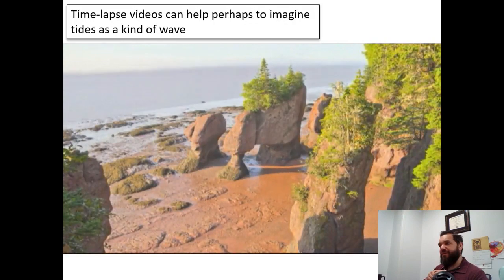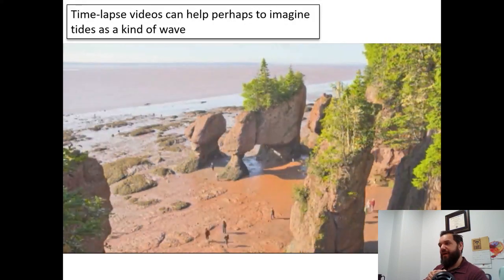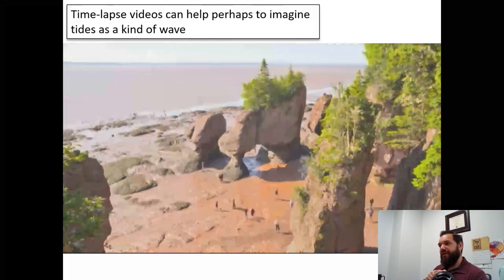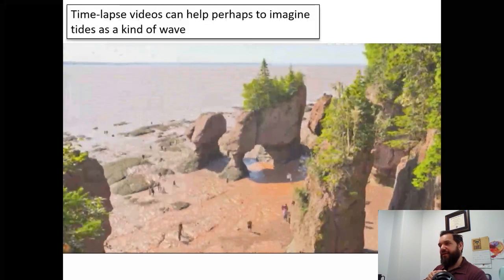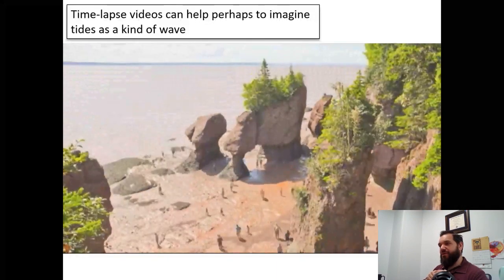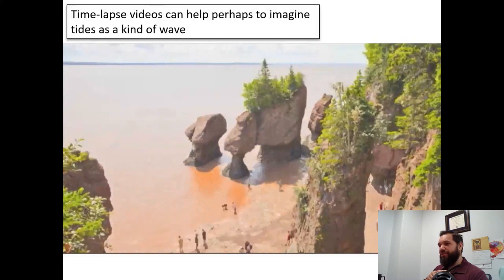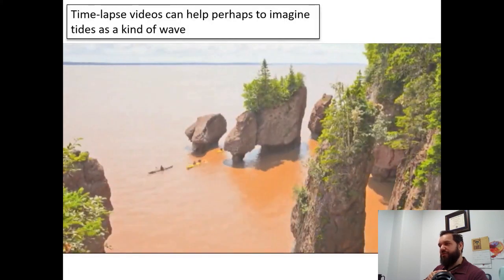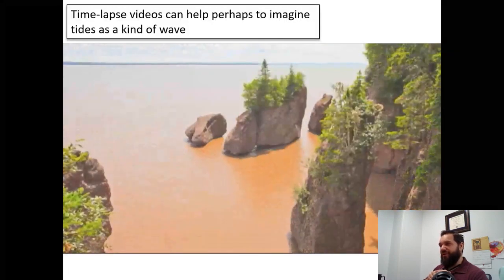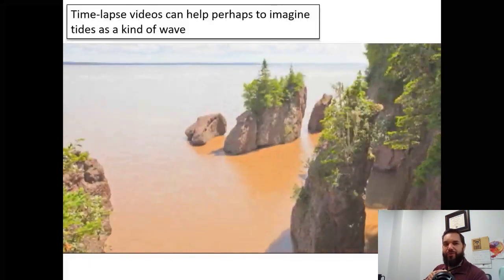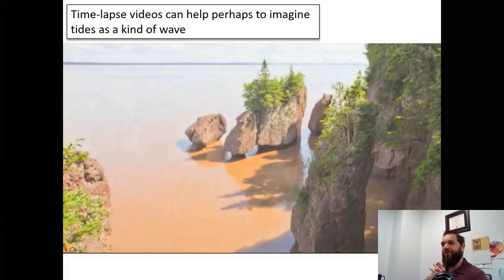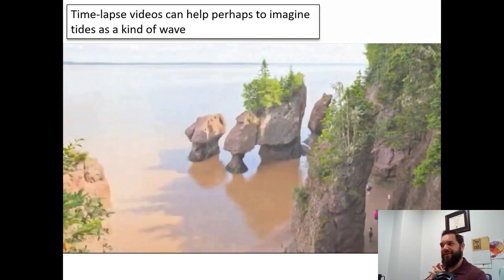Right, so here comes the outgoing tide, right? And then you see the incoming tide. And of course, it's not breaking like a wave usually does, but gosh, when you speed it up, it's really acting a lot like a normal ocean wave, right? Doesn't it just look like a normal ocean wave when you speed it up like this?